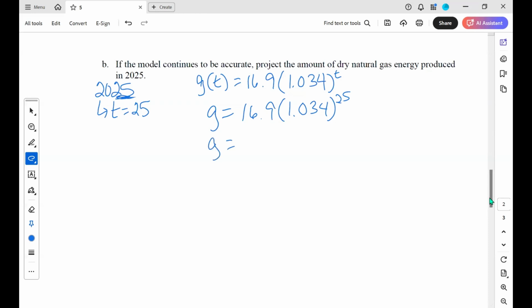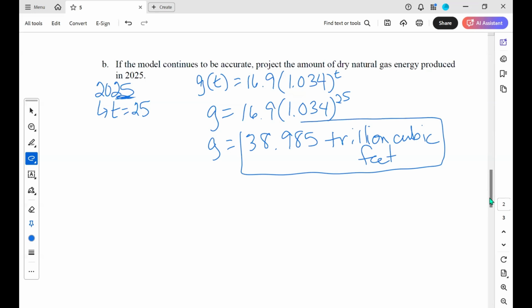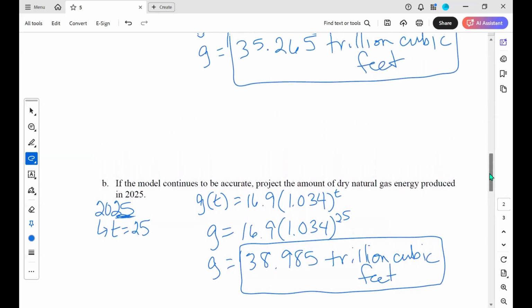And so if we do the 25th power, then if the model remains accurate, that's going to be 38.985 trillion cubic feet. As long as I got my units right. Yep.